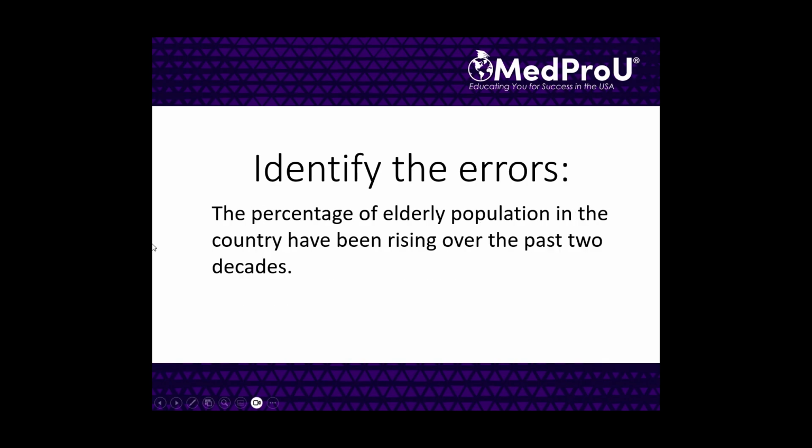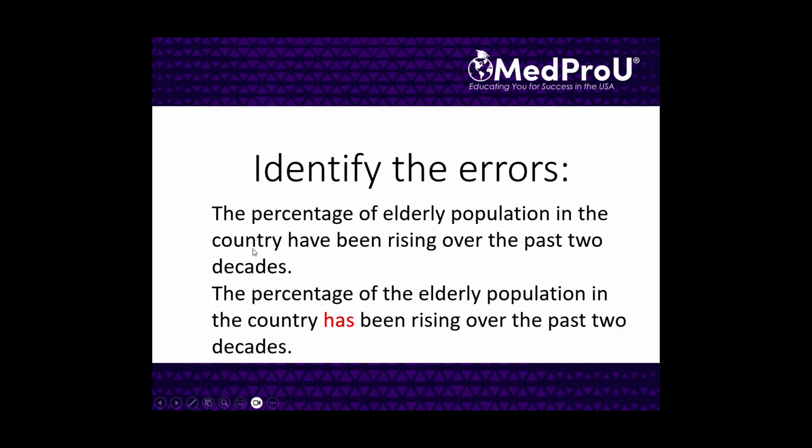How about this one? This is just our warm up. The percentage of elderly population in the country have been rising over the past 2 decades. How about the others? When we say percentage, it's singular. So it should be has instead of have. Correct.